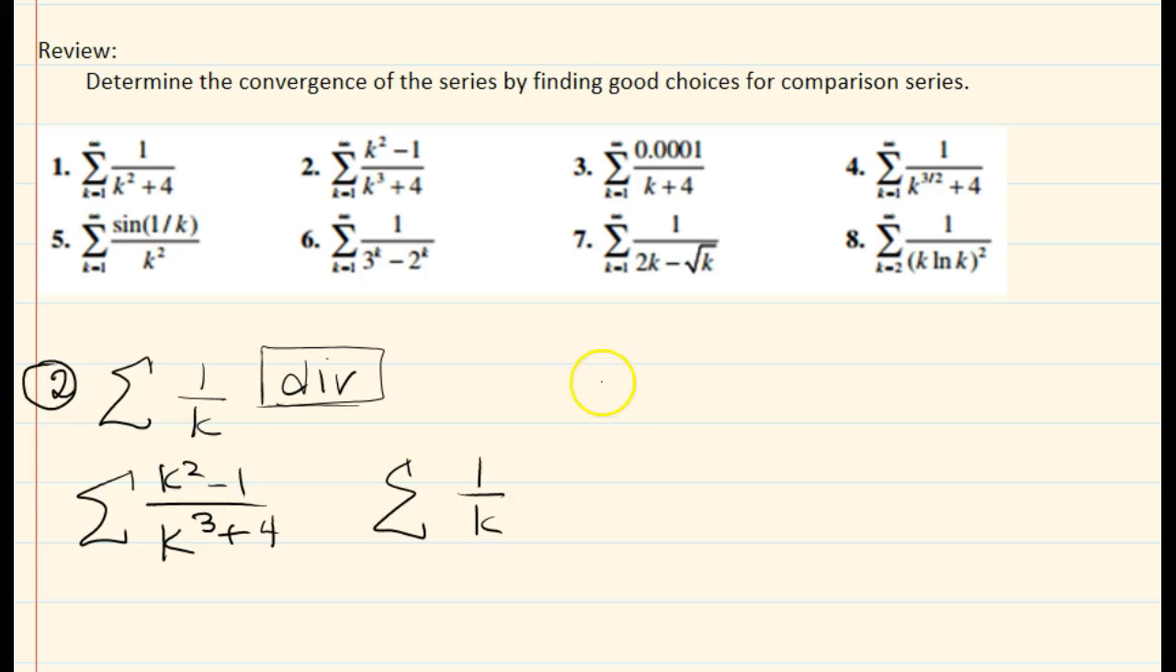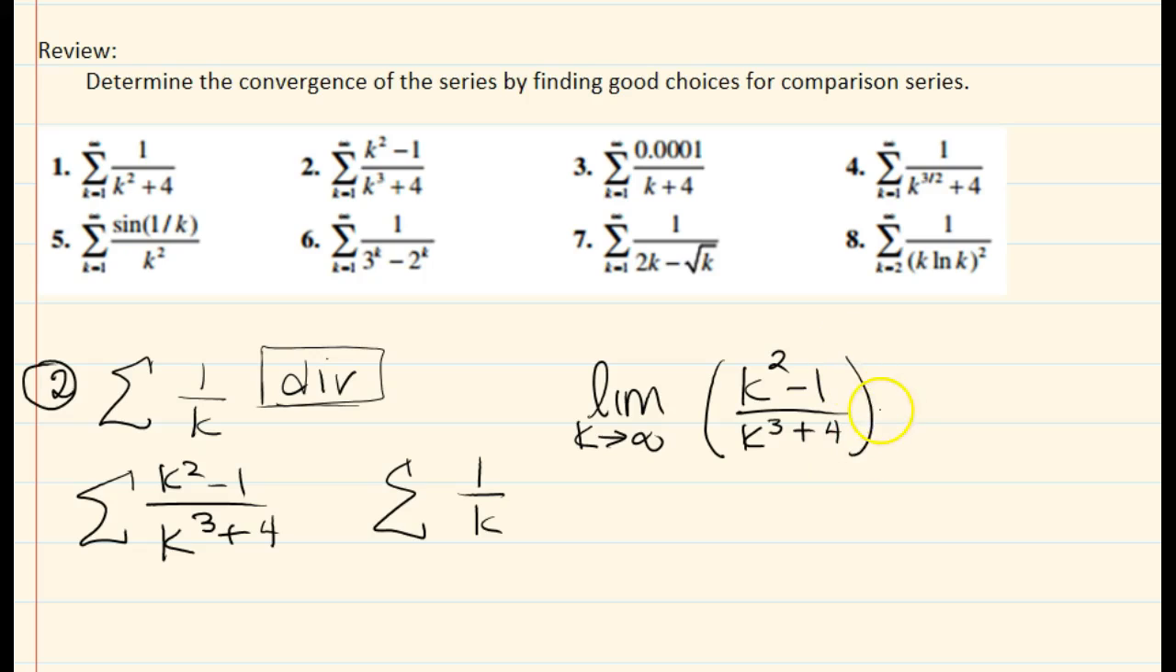So using that, I'm going to find the limit as k goes to infinity, and I'm going to get our original expression of (k squared minus 1) over (k cubed plus 4), and then we're going to divide that by the series that we're comparing, which is 1 over k. Don't forget that when we are dividing by fractions, it's the same thing as multiplying, so I'm just going to multiply this times k. And now that we're multiplying, we're finding the limit as k goes to infinity of (k cubed minus k) over (k cubed plus 4).